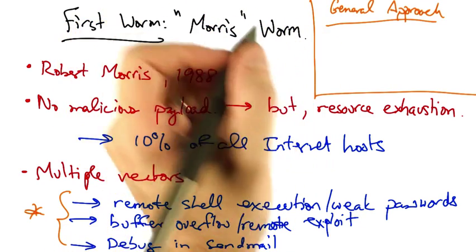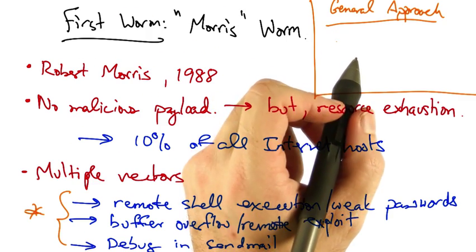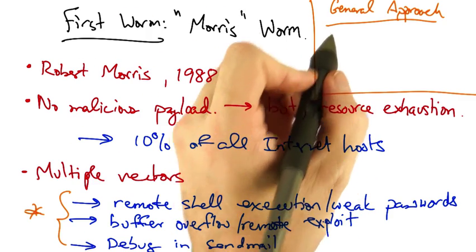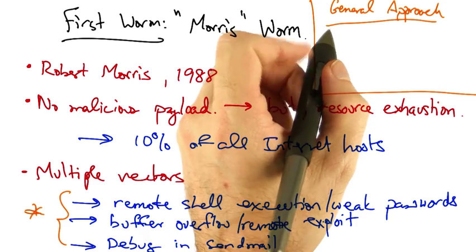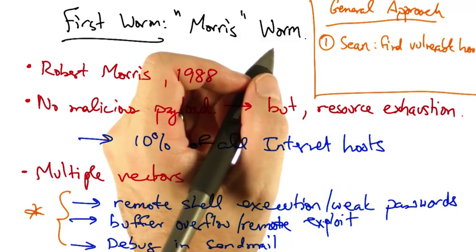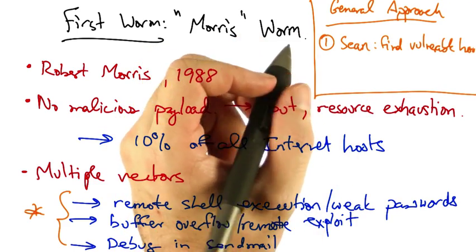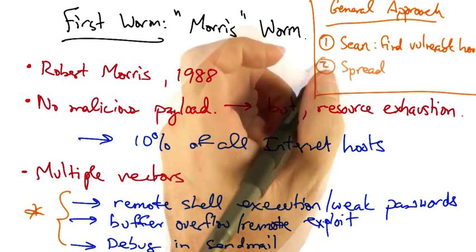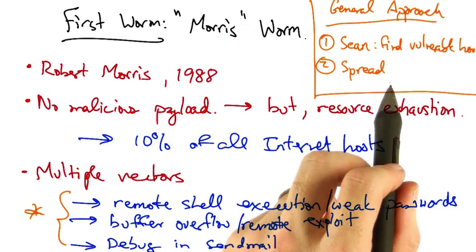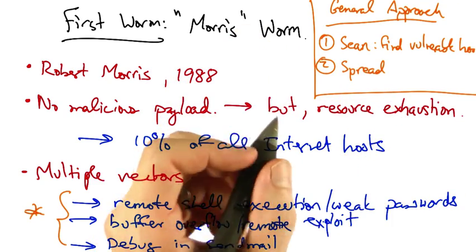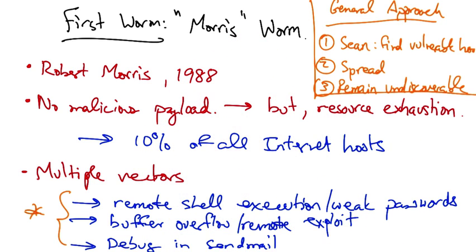This worm design also followed the following general approach, which we see showing up over and over again in worm designs. First, the worm needs to scan other hosts to find potentially vulnerable hosts. In the second step, it needs to spread by infecting other vulnerable hosts. And in the third step, it needs to remain undiscoverable and undiscovered so that it can continue to operate and spread without being removed from systems.